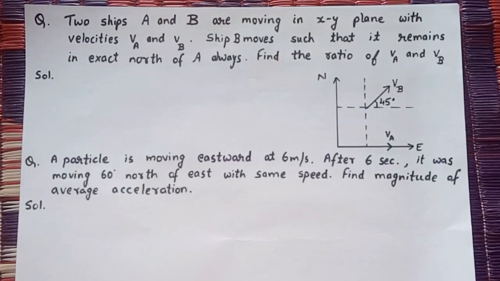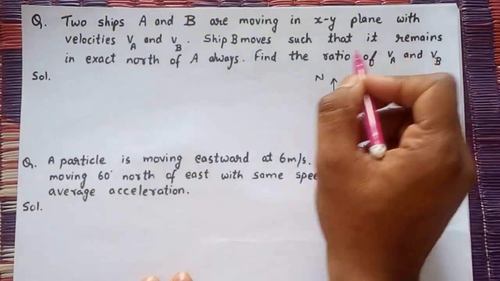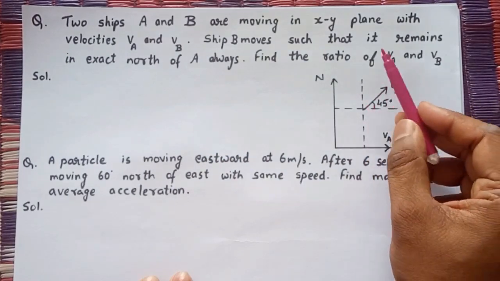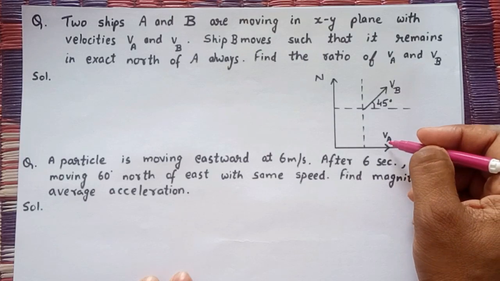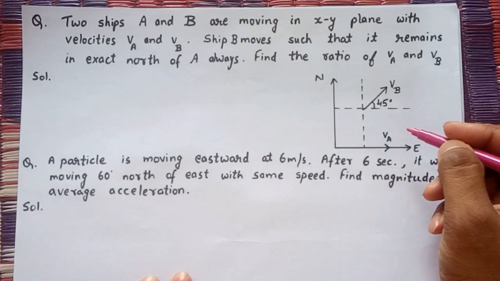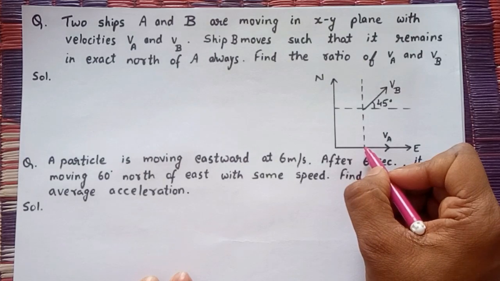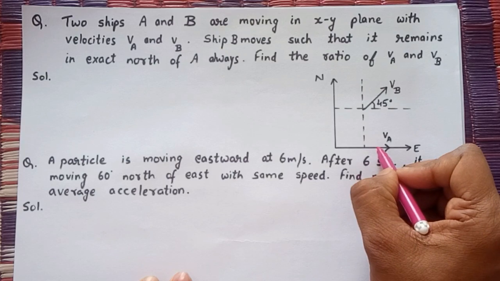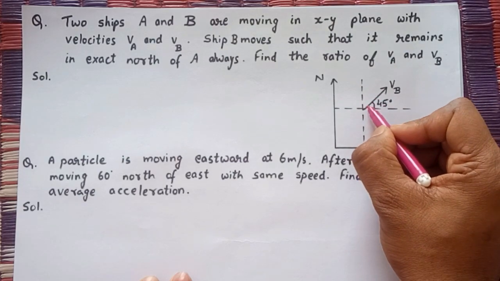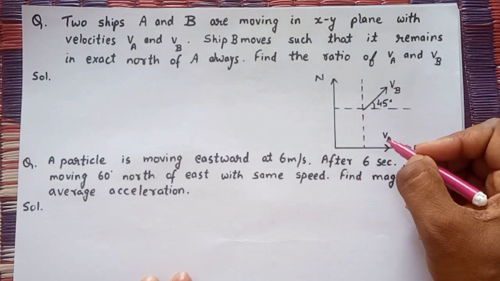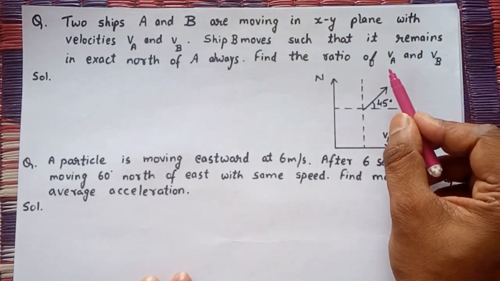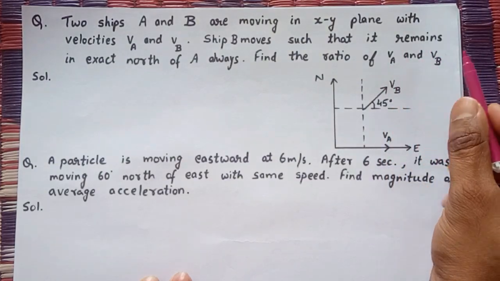Next question is, two ships A and B are moving in XY plane such that their velocities are VA and VB. Ship B is moving at such a speed that it always remains in the north of A. So when ship A is at that point, then ship B was at this point. When ship A is moving towards east, then ship B is moving at a speed such that it always remains in north of A. So we have to find the ratio of VA and VB.